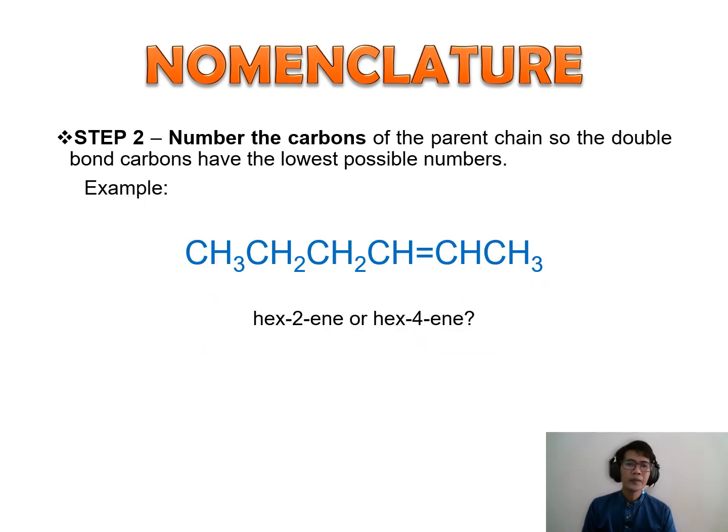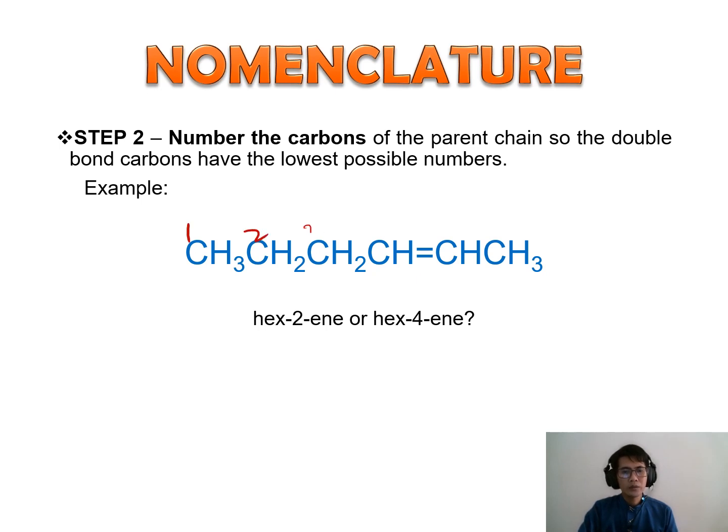Step number 2, number the carbon of the parent chain so that the double bond carbons have the lowest possible number. Okay, so tadi kita dah namakan sebagai pentene, tapi tak lengkap lagi because we do not assign the locant or the position of the double bond. Okay, so kat sini kita kena tentukan the position of the double bond.